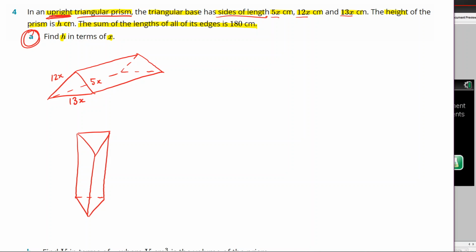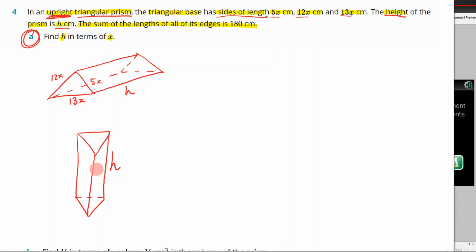What are we also told here? We're told that the height of the prism is h centimeters. Now, it's important for us to realize that it's upright because the height, therefore, refers to this height right here. This is h, and that would correspond with this length here. But if you don't know it's upright, you can't do that.